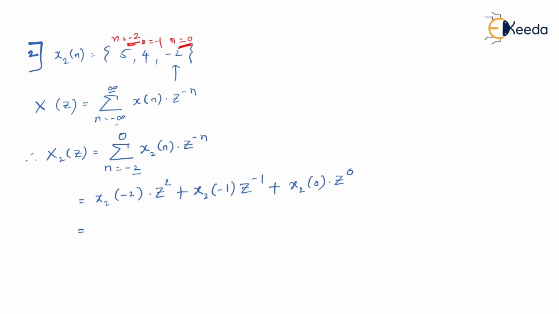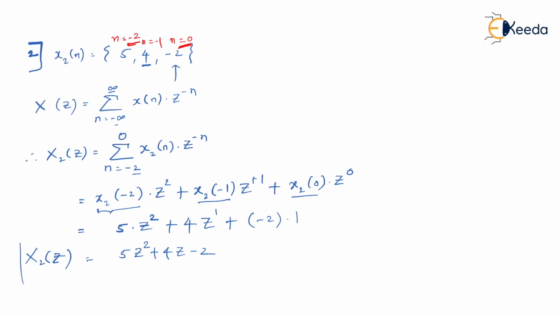Now this is equal to, let us substitute the x2(minus 2) value. What is the x2(minus 2) value? It is 5 times z squared. Am I right? Then what is the value of x2(minus 1)? x2(minus 1) is 4. So it is plus 4 z to the power, has to be plus 1, so z to the power 1, plus x2(0) is nothing but minus 2. So it will be minus 2, and z to the power 0 will become 1. Finally, what I have is 5z squared plus 4z minus 2. And this is your X2(z).